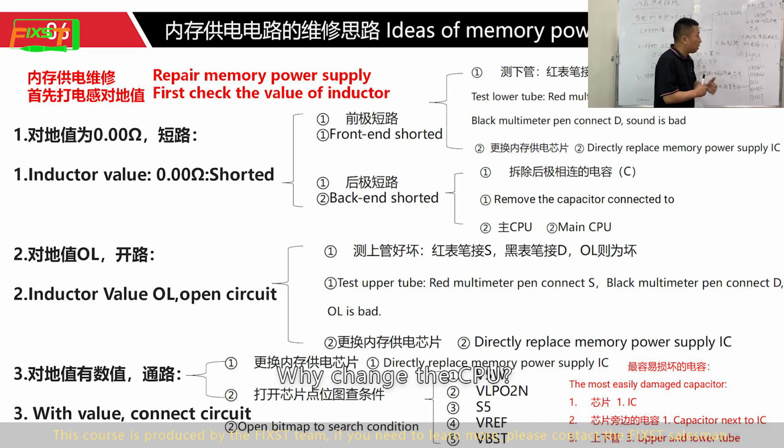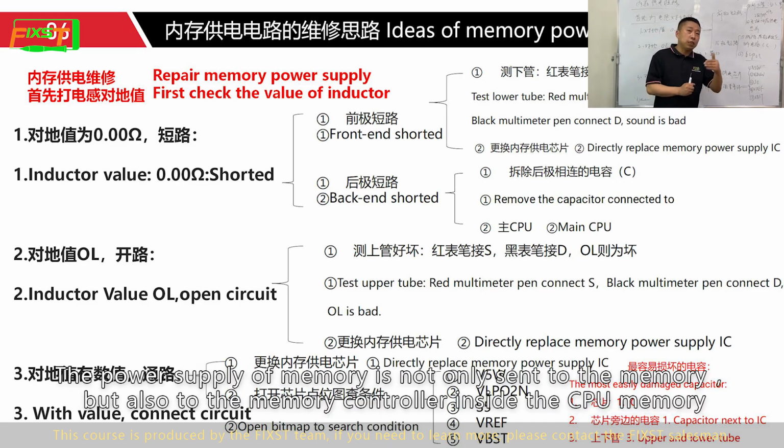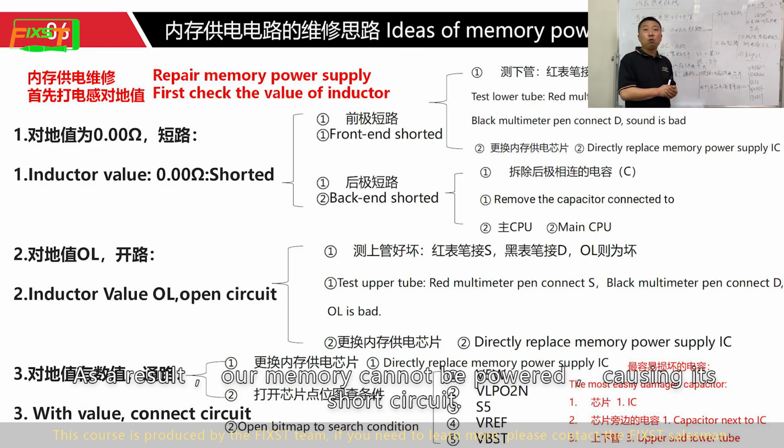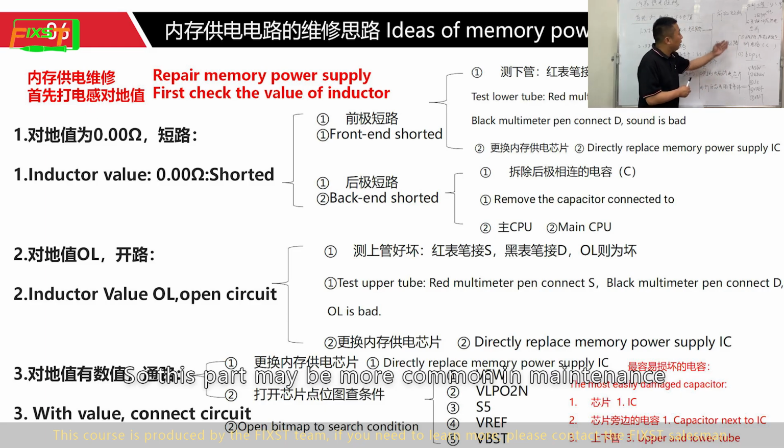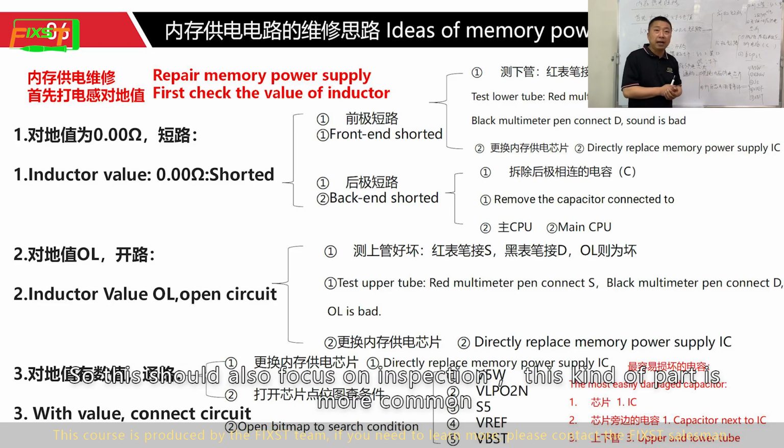Why change the CPU? The power supply of the memory is not only sent to the memory, but also to the memory controller inside the CPU. As a result, our memory cannot be powered, because it is short circuit. So this part may be more common in maintenance, and it should also be a focus of inspection. This kind of case is more common.